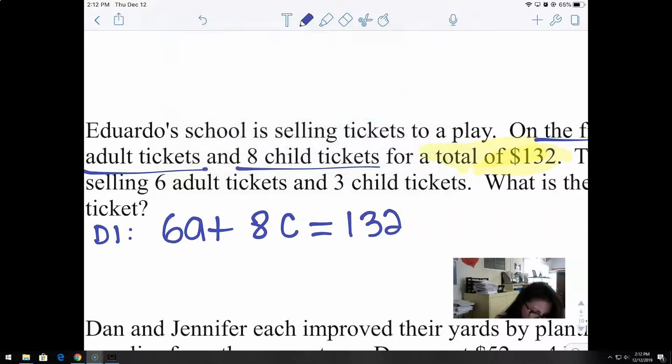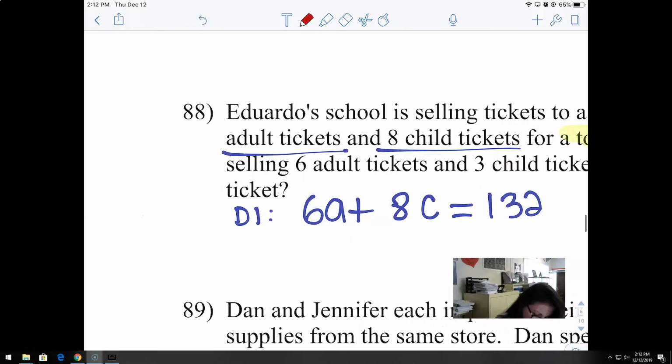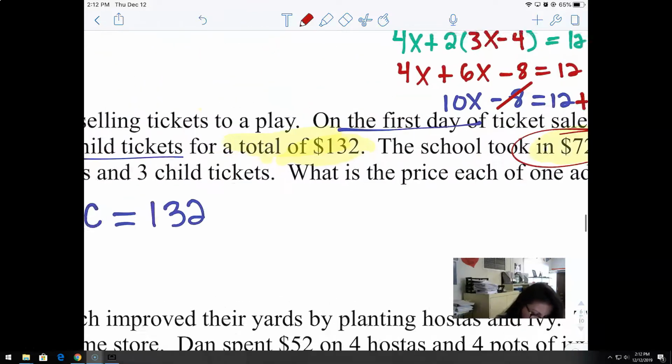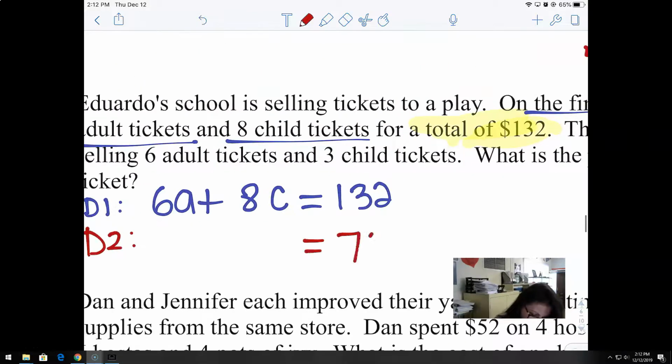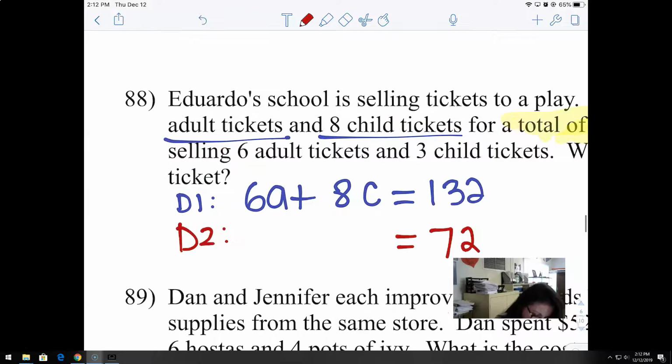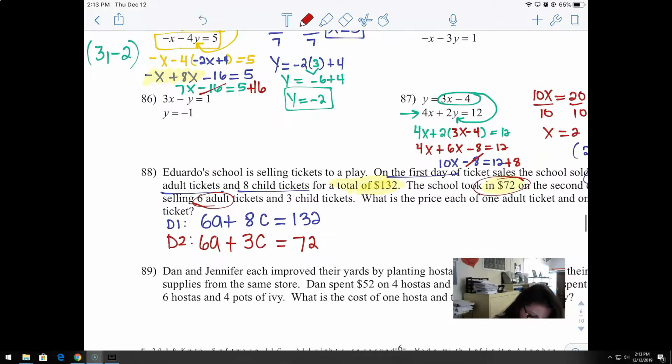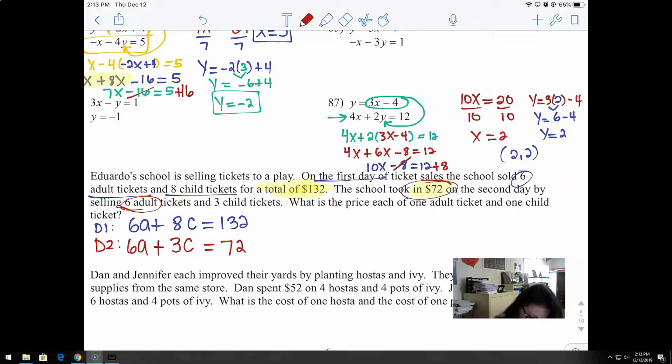On day 2, they brought in a total of $72, selling 6 adult tickets and 3 children tickets. All right, so this is my system of equations, and let me just make sure, 6 adult tickets, yes, and then again, so they both sold 6 adult tickets.